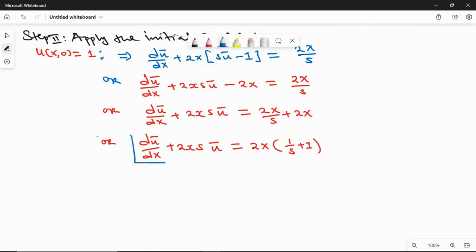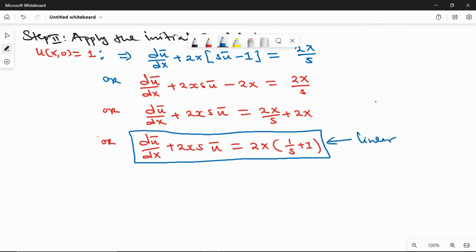This equation is a linear ODE in the dependent variable u bar. And how do we solve such kind of equations? We use the integrating factor method.